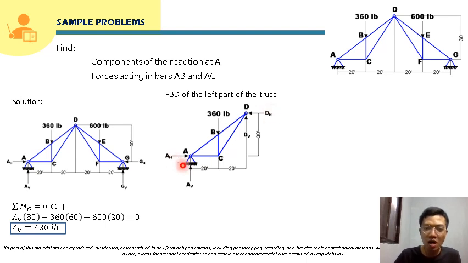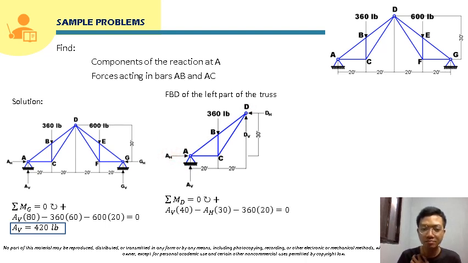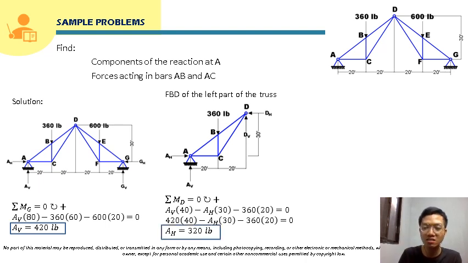And then we have here AH and AV. We already solved for AV. So if we take moment here at D, we can directly solve for AH. Taking moment at D, that will just be AV times its moment arm, which is 20 plus 20, minus AH times its moment arm, which is 30, minus 360 times 20, and that will be equal to 0. We already have the value of AV, which is 420. So we can directly solve for AH, and AH will just be 320 pounds. We can box that already.